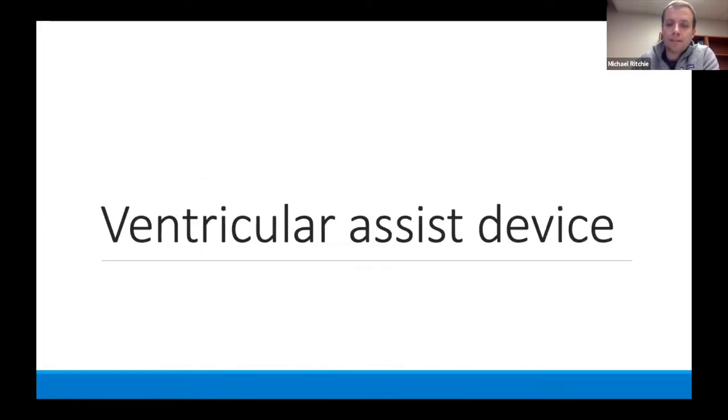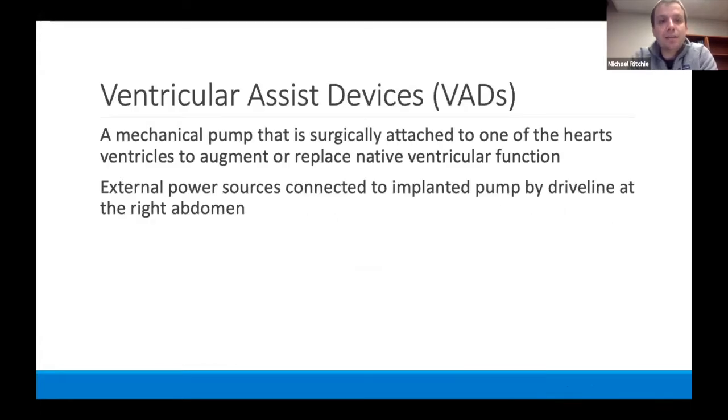So ventricular assist device, the definition is a mechanical pump that is surgically attached to one of the heart's ventricles, and then it just augments or replaces the native ventricular function. It has an external power source, and it's connected to an implanted pump by a driveline, which is usually coming out of the right abdomen.